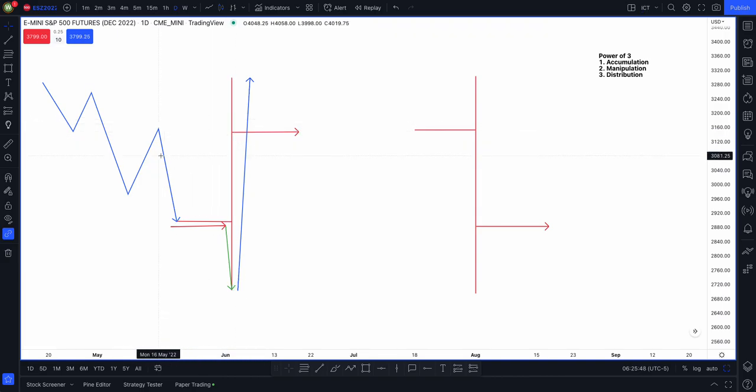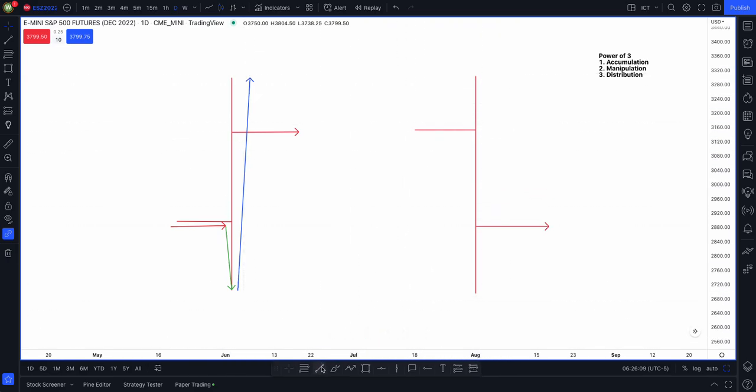Again, essentially what we're saying is the power of three is where we're having accumulation from midnight New York opening time, where price is going sideways. We have a fake move or Judas swing going in one direction, which is the manipulation phase. And then we have the distribution phase where the real move is. Okay. And again, the same can be shown here.